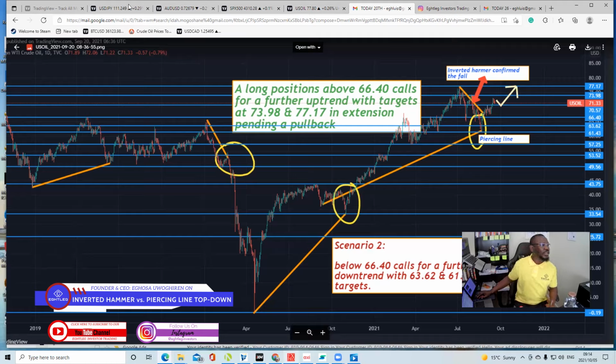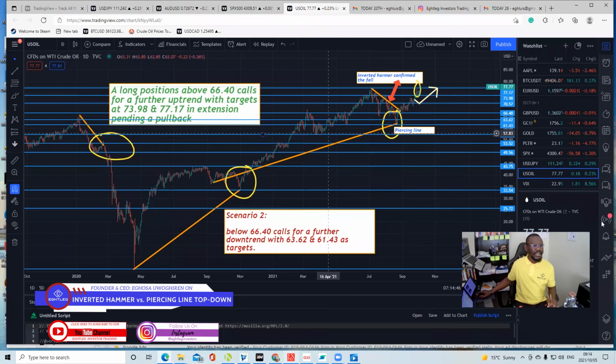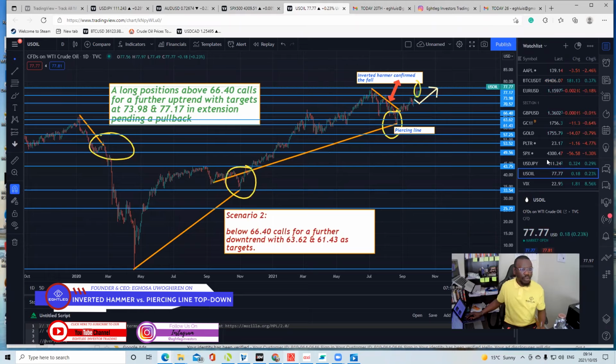So now if we go to the live market scan to see what actually played out. This now is the live market scan. I don't know if you can see, the market is ongoing. The market now is trading at 77.79, whereby I said we're expecting a continuation. We already hit the TP at 77.17.